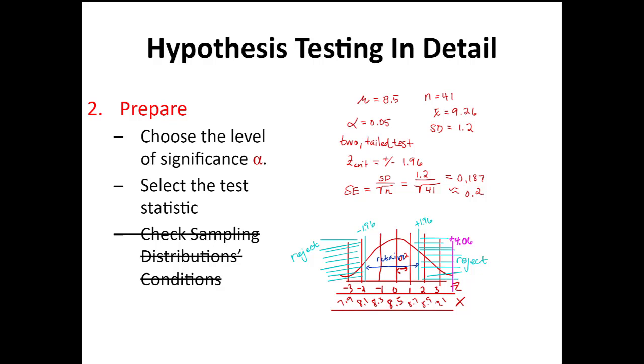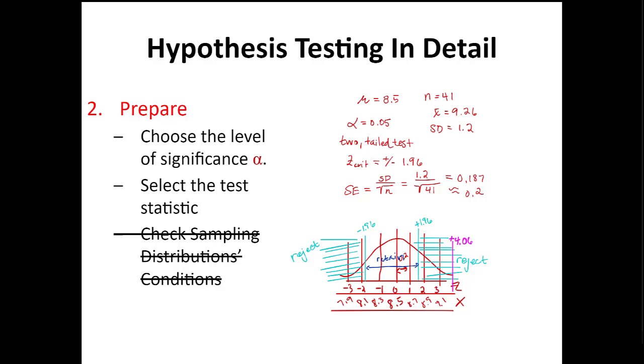However, assuming the distribution is normal, assuming it met the conditions, then the rest of the prepare phase really looked at having you write out the given information. So for example, we knew that the population mean was going to be 8.5. We knew that the sample size was 41. The mean of the sample was 9.26. And the standard deviation was 1.2, right? All that information was given. We were asked to use an alpha level of 0.05, so 5% alpha.